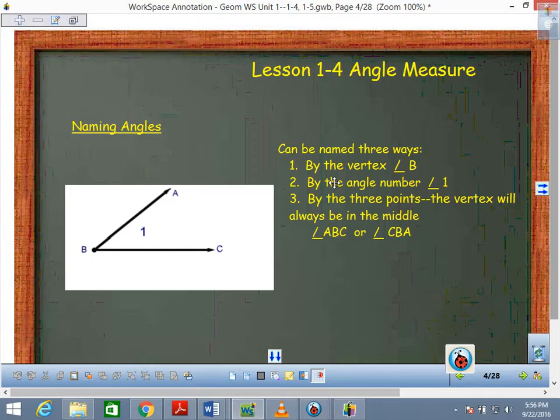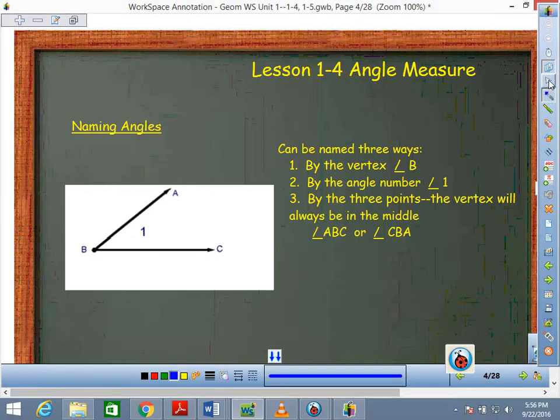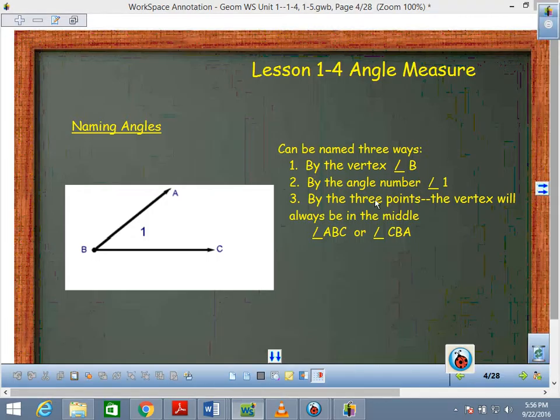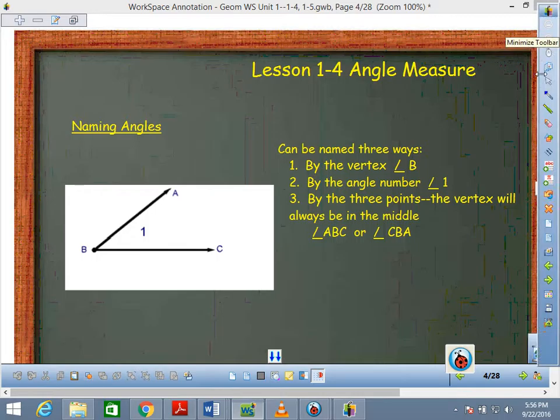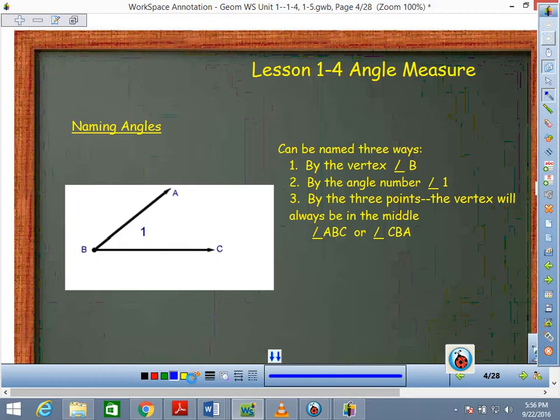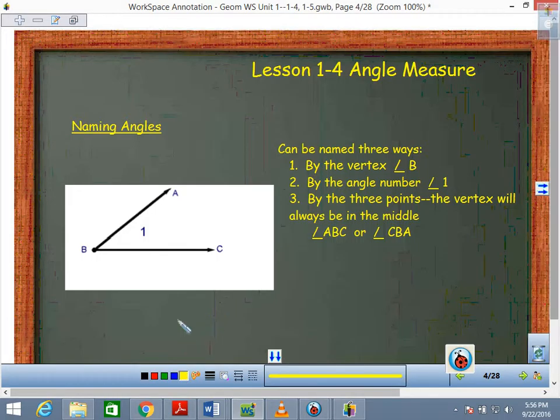So let's do a little bit of practice. Actually, I guess we're not going to do practice yet. An angle can be named three ways. An angle can be named, one, by the vertex. In this case, the vertex is B. So we can say that this is angle B. That's one way to name this angle. The second one is by the angle number. Usually there's a number on the inside of the angle right in here. So we can also say that this is angle 1.